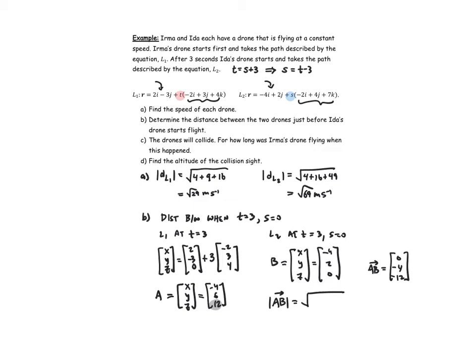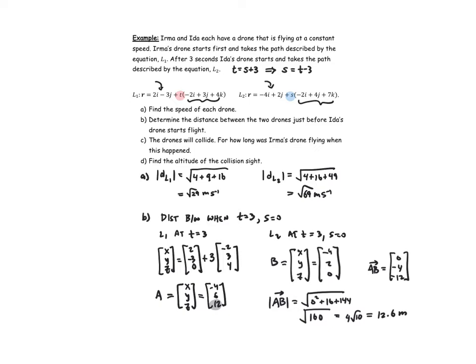So the magnitude would be the square root of 0 squared, which is 0, plus 4 squared, which is 16, plus 144. So it looks like the distance between the two would come out to be the square root of 160, which can be written as 4 square roots of 10, which is rounded off to 12.6 meters. So that's the distance between the two drones the moment before Ida's drone takes off.